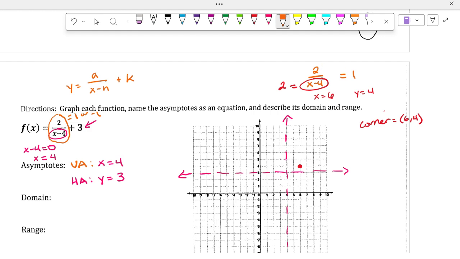So I wanted this to be equal to 1, just the fraction part. So I knew the denominator had to be 2, because 2 divided by 2 is 1. So that'll be x minus 4. If you set x minus 4 equal to 2, x has to be equal to 6. Does that make sense?